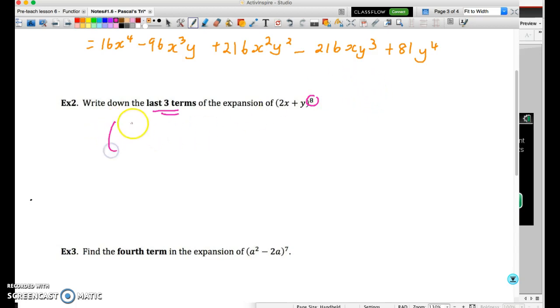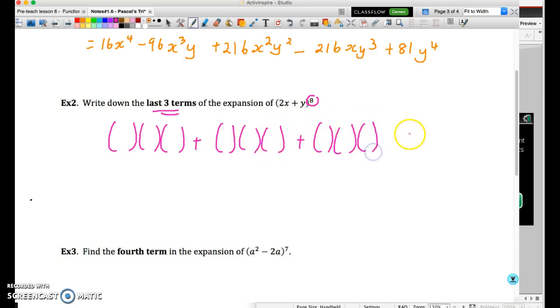And so again, I'm going to just start by setting up my parentheses for each of those three terms. We'll fill those in, and then I'll just show you a little bit on the calculator, and then we'll be able to go from there. And so the other thing you need to be aware of, if it's the last three terms, is the combinatorial numbers and how those are going to work.